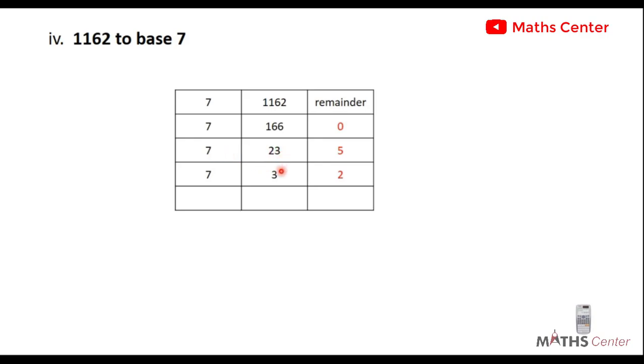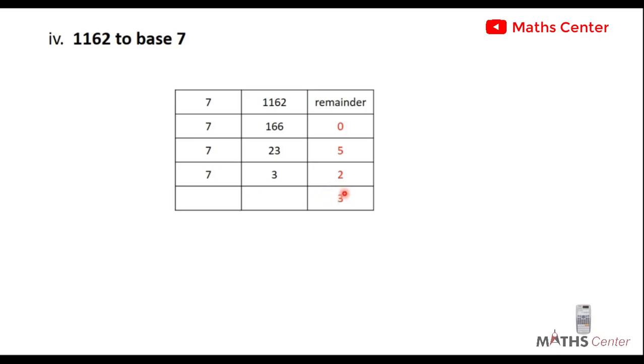23 divided by 7 will give us 3 as the whole number and a remainder of 2, because 7 times 3 will give us 21. 23 minus 21 will give us a remainder of 2. Now we can see that the number in this column here is 3 and the one here is 7. So what we have here is smaller than what we have here. So you write it as the last number here.